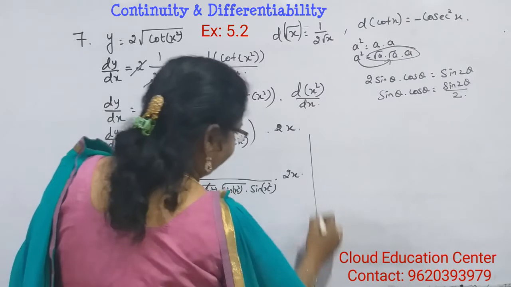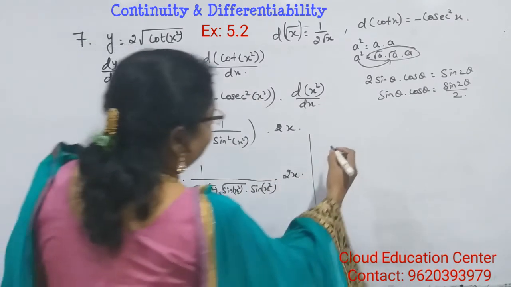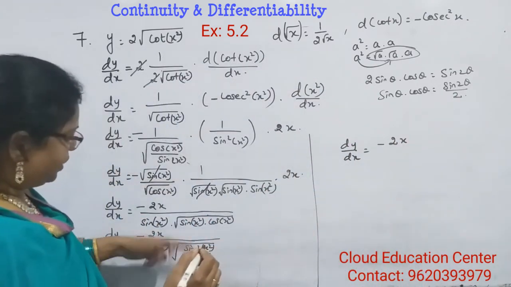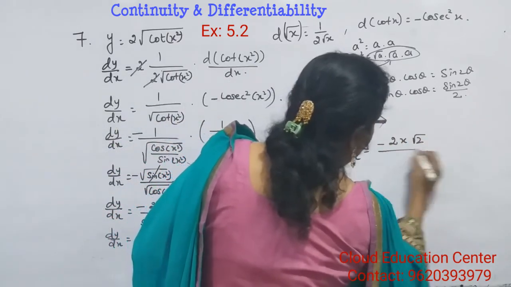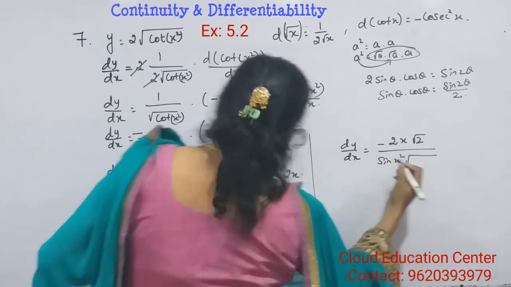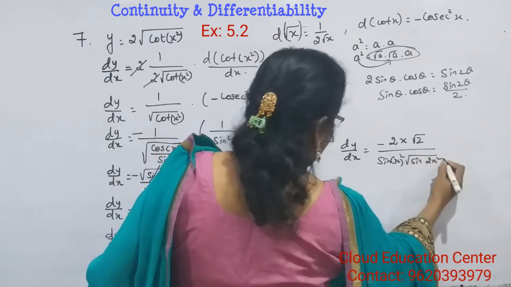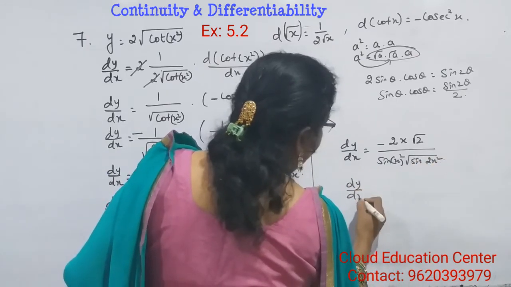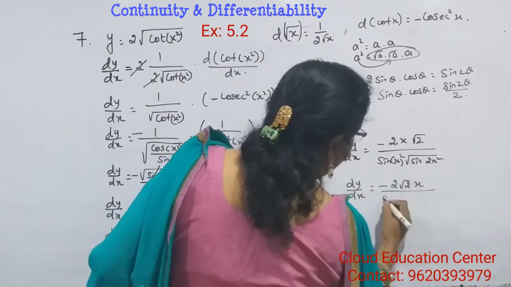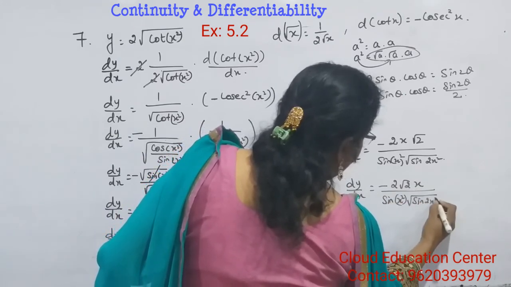Okay. Now this 2 is in the division of a division, so we will take it to the numerator. Then dy by dx equal to minus 2x, this 2 comes in the numerator, root 2, divided by sin x square root of sin 2x square. The final answer will be dy by dx equal to minus 2 root 2 x divided by sin x square root of sin 2x square.